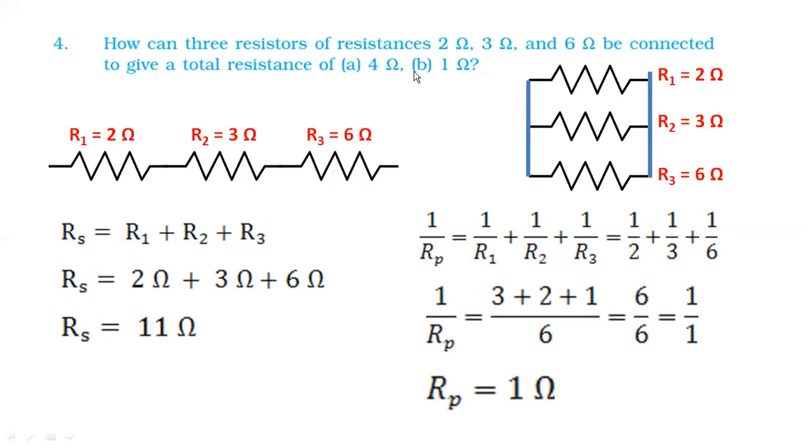Now again go to the question. Did we need 1 ohm? Yes. In the second bit we need 1 ohm. That means answer for the second question, answer for the second subbit, that we have to connect them in parallel. If we connect them in parallel, we will get 1 ohm. समझ में आया ये? So take screenshot of this. So answer for the second bit is connect them in parallel.